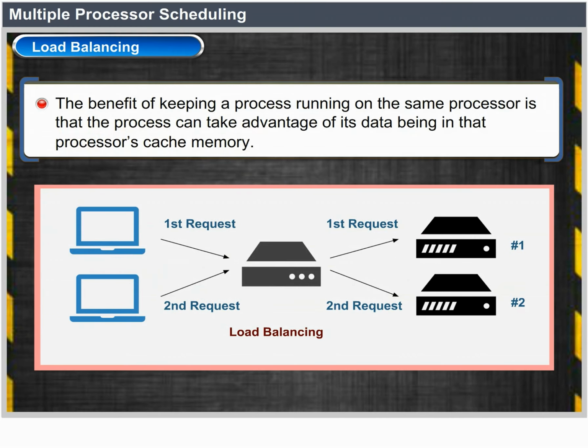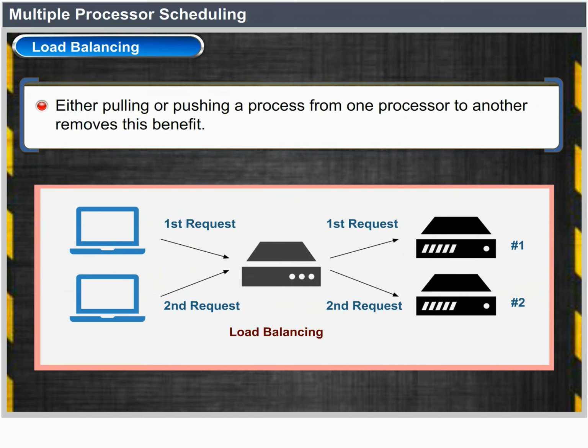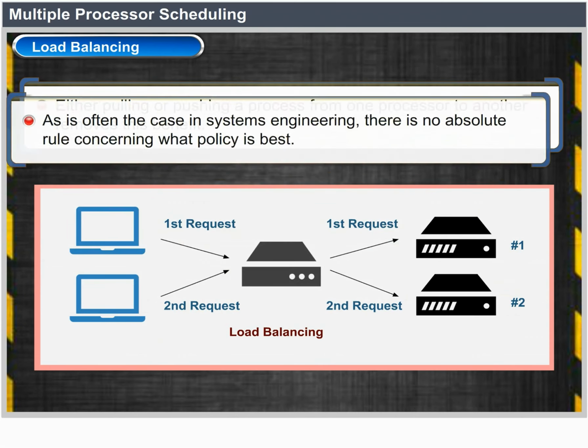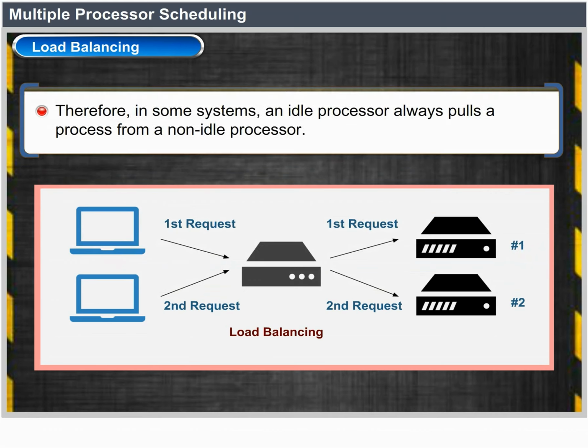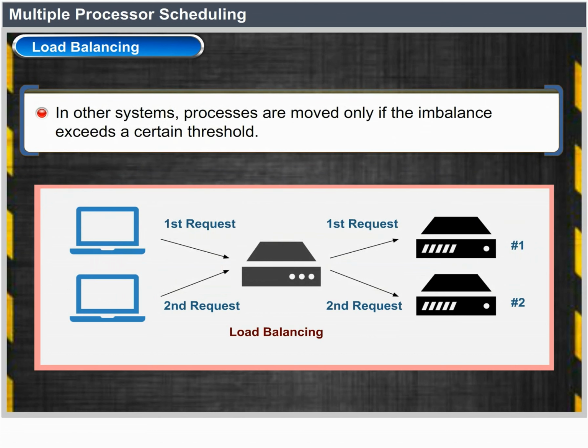The benefit of keeping a process running on the same processor is that the process can take advantage of its data being in that processor's cache memory. Either pulling or pushing a process from one processor to another removes this benefit. As is often the case in system engineering, there is no absolute rule concerning what policy is best. Thus, in some systems, an idle processor always pulls a process from a non-idle processor. In other systems, processes are moved only if the imbalance exceeds a certain threshold.